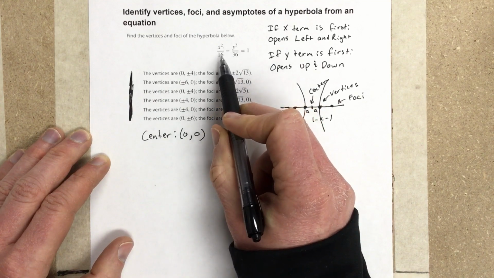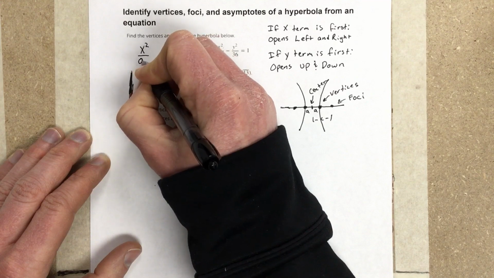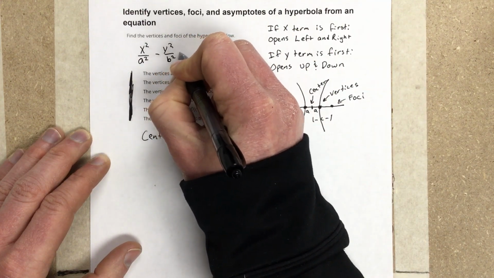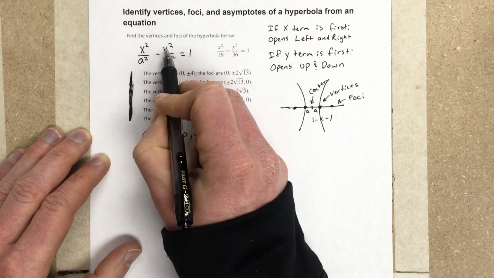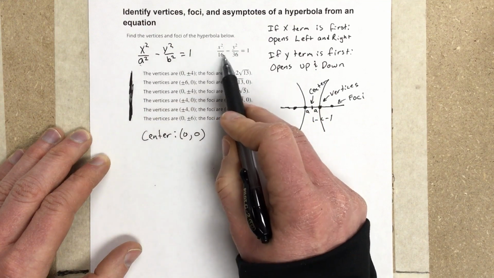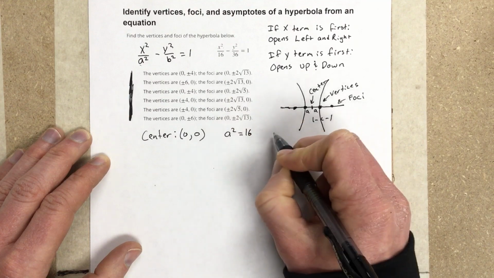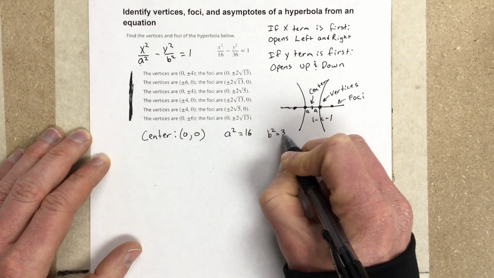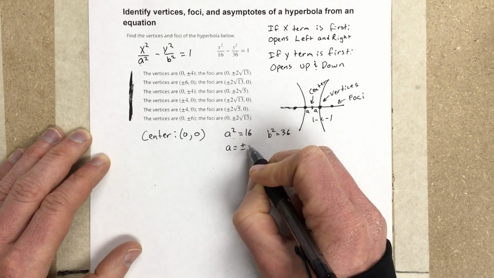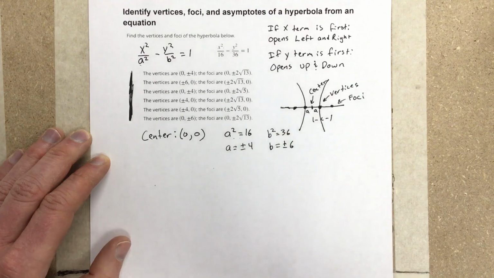Now, these are always written as x squared over a squared minus y squared over b squared is equal to 1, or they will flop the y squared and the x squared, but a squared will always be in the left fractional spot here. So that tells us that a squared is equal to 16 and b squared is equal to 36. If I square root each side here, I get a is equal to plus and minus 4, and b is equal to plus and minus 6.